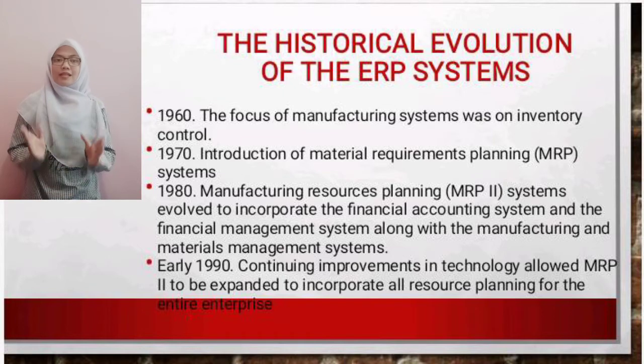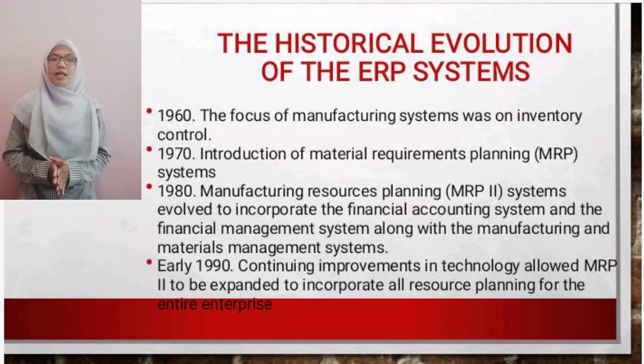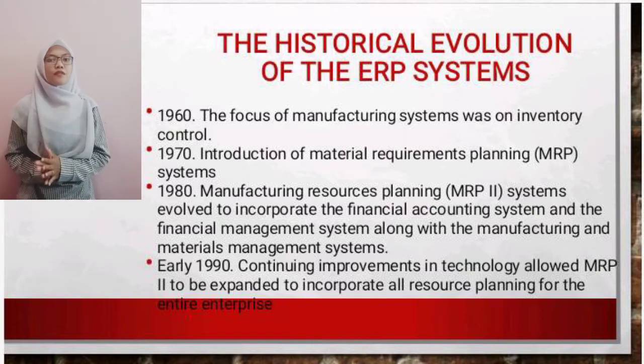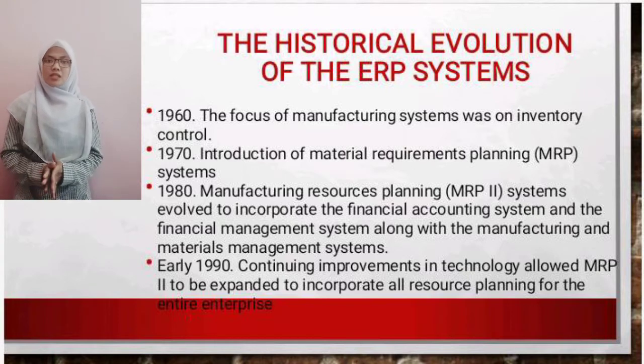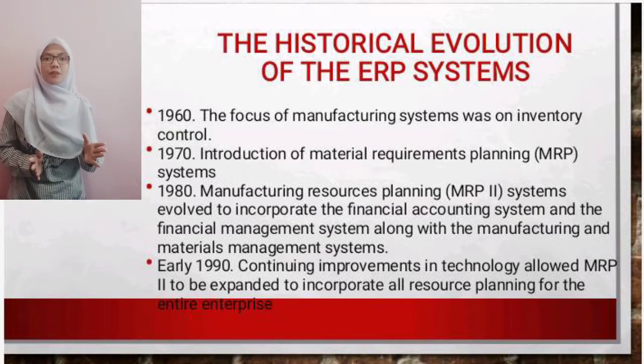And then in the next slide, the historical evolution of the ERP systems. The focus of manufacturing systems in the 1960s was on inventory control. Companies could afford to keep lots of just-in-case inventory on hand to satisfy customer demand and still stay competitive. In the 1970s, it became increasingly clear that companies could no longer afford the luxury of maintaining large quantities of inventory. This led to the introduction of Material Requirements Planning or MRP systems.